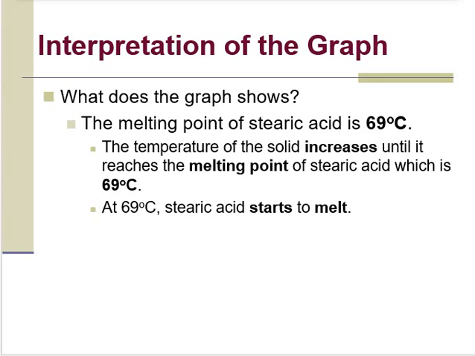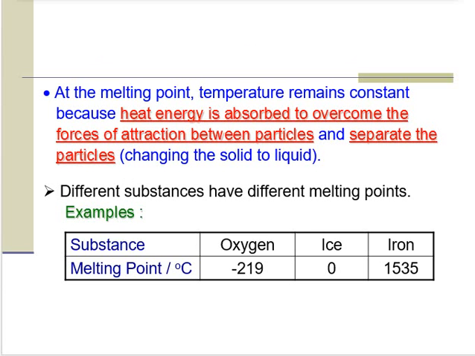So how do you interpret this graph then? Like what I mentioned, the melting point of your stearic acid is 69 degrees Celsius. The temperature of the solid will increase until it reaches the melting point of your stearic acid. And at 69 degrees Celsius, your stearic acid will start to melt.